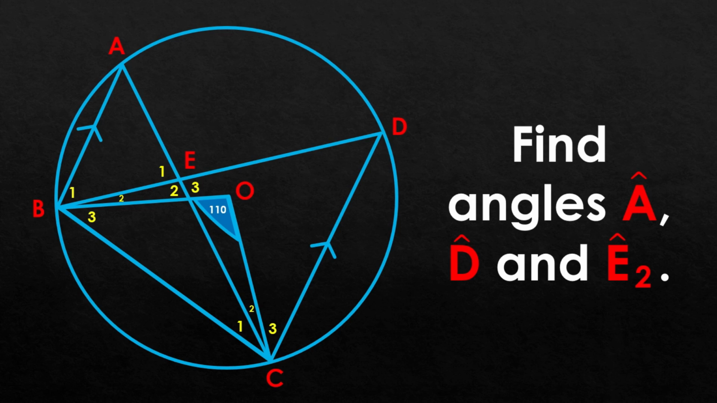Here is another diagram in which we are required to find the angles A, and this is our angle A, the angle D, and the angle E2. So E2 will be this angle. So how do we do that?